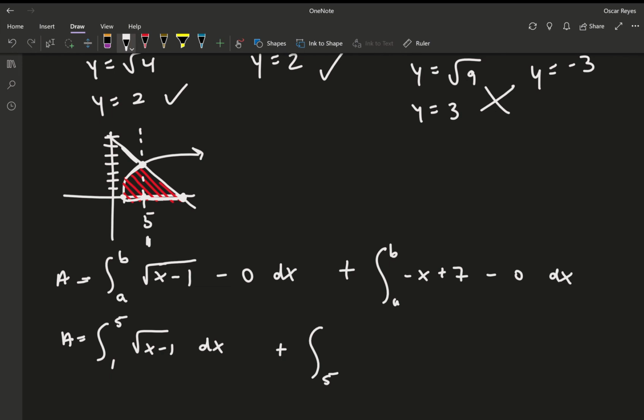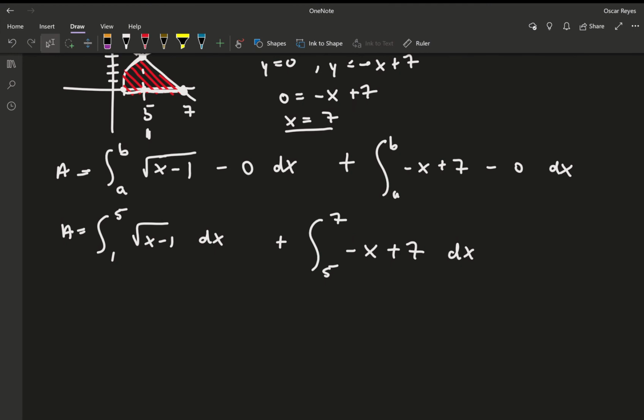If we set these two functions equal to each other, y equals 0 and y equals negative x plus 7, we'll be able to find this point of intersection. So 0 equals negative x plus 7. That way we know that the point of intersection on the x-axis is when x equals 7. So the right side of that graph ends when x is 7, and our function is negative x plus 7 minus 0, which we don't need to include, dx.